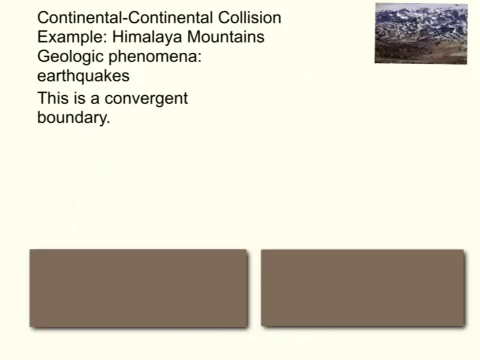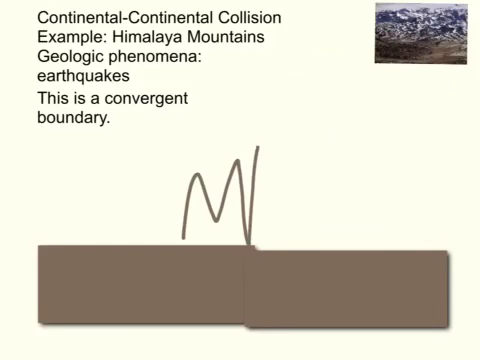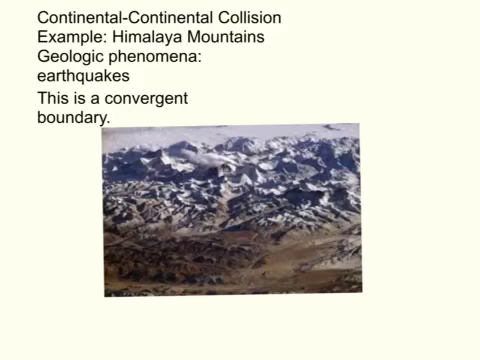In continental-continental collision, the two plates move together. They just keep pushing against each other and don't stop. This causes mountains to form. Earthquakes happen a lot at continental collisions. An example of continental-continental collision is the Himalaya Mountains. Continental-continental collision happens at convergent boundaries.